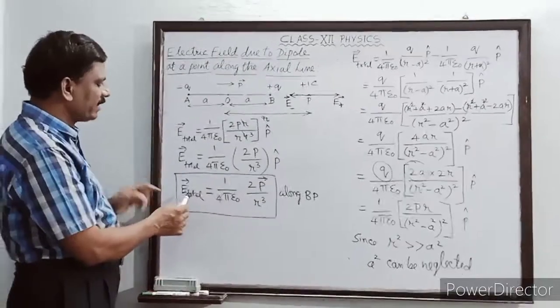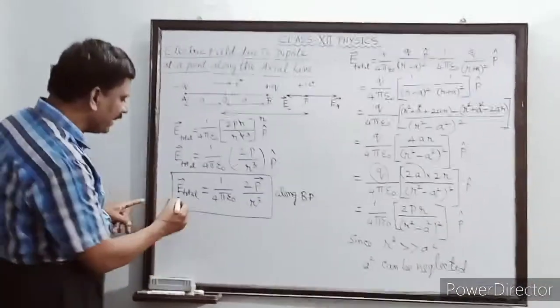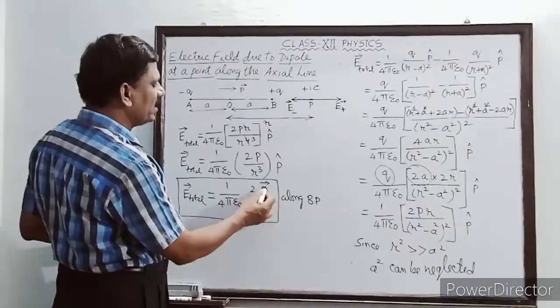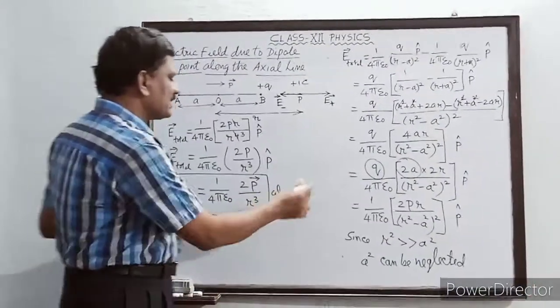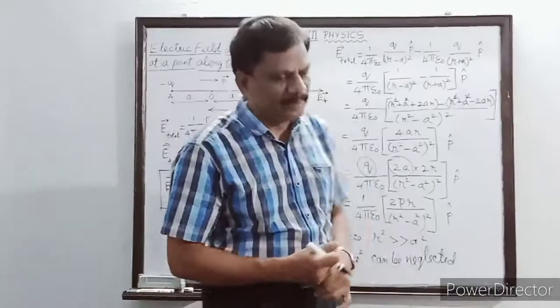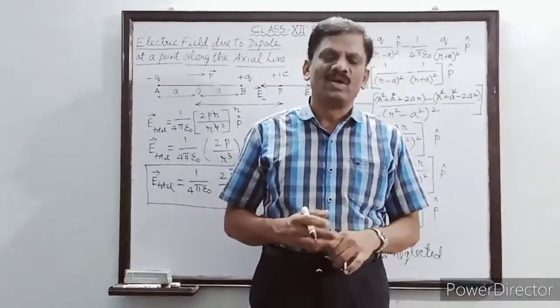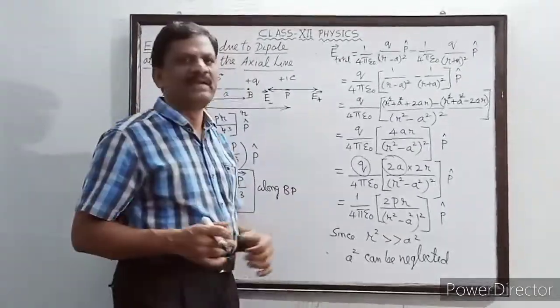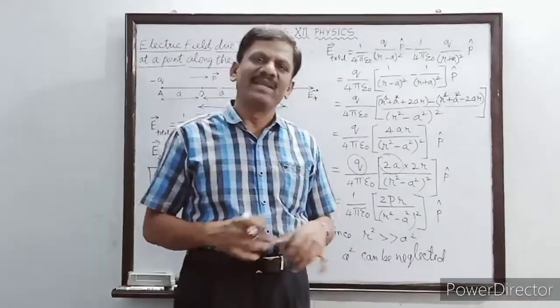So this also can be written as E axial. So E axial you can write, that is equal to 1 by 4 pi epsilon naught into 2p by r cube, which is acting along the direction BP. Have you all understood? Okay, now next we are going to derive an expression for the electric field at any point along the equatorial line. Okay?